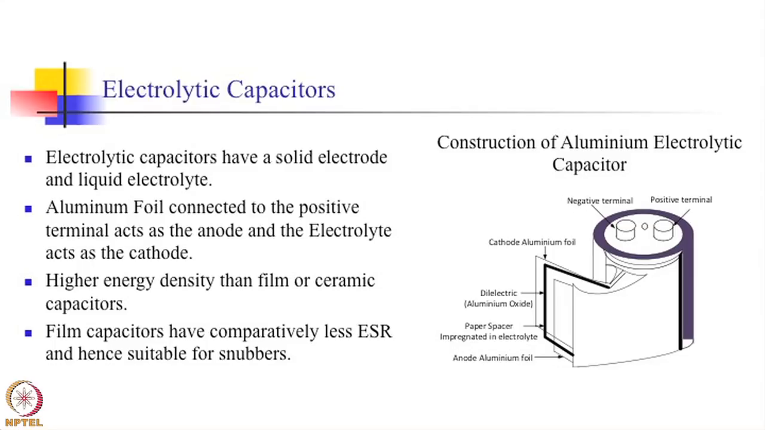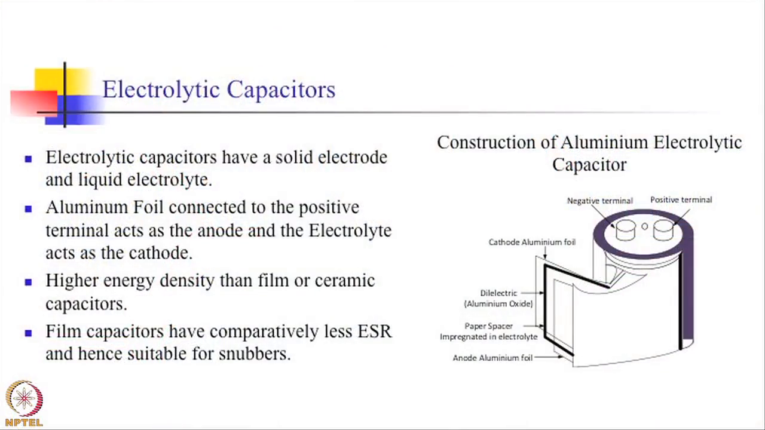Electrolytic capacitors are formed with either aluminum or tantalum. Tantalum electrolytic capacitors are able to give more capacitance per unit volume, but they are also more expensive because of the material itself. Tantalum is more costly than aluminum.